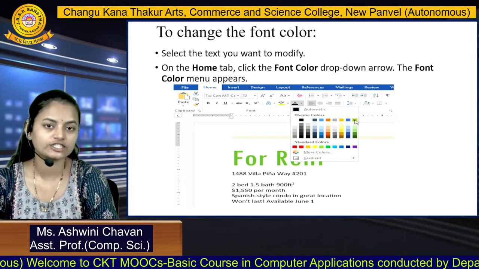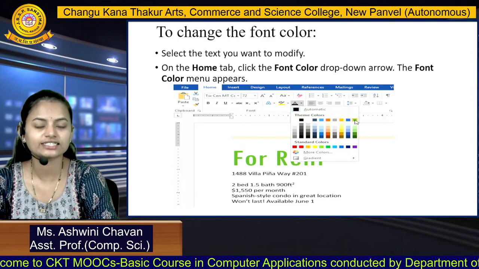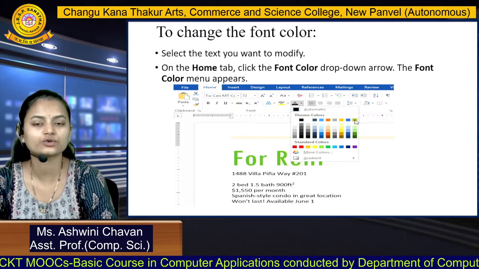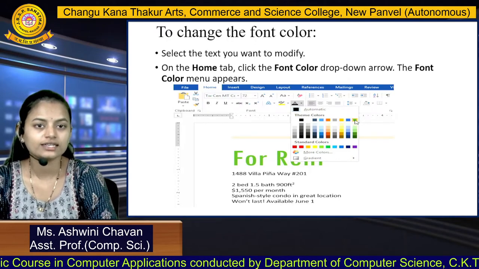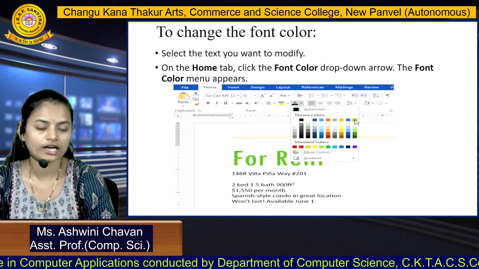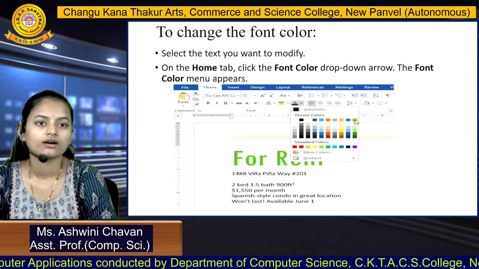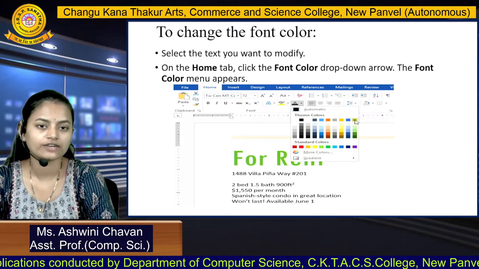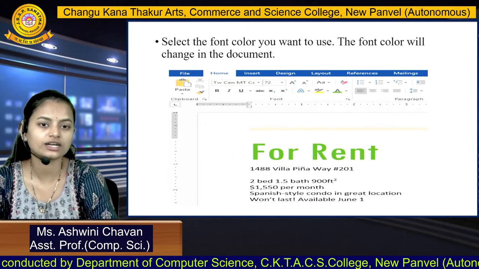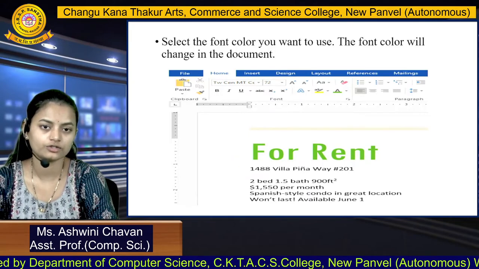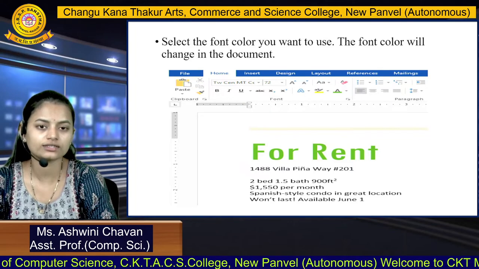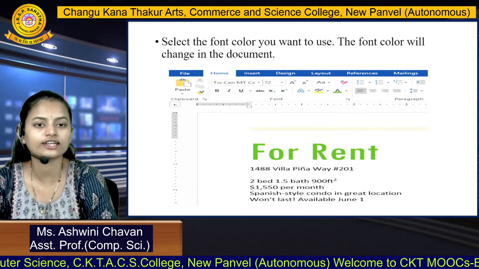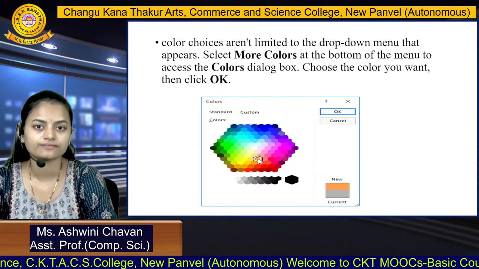Next is to change the font color. Select the text that we want to modify. We just need to follow the same procedure: go to the Home tab, then select the font color drop-down arrow, then use the font color menu that will appear, and choose the color that we want to use for our text. After selecting a particular color, that will be reflected in your content.